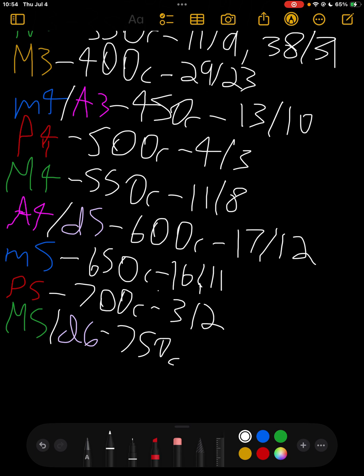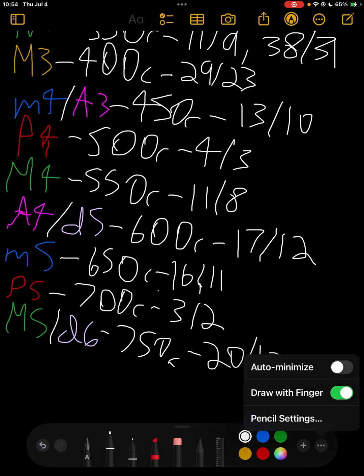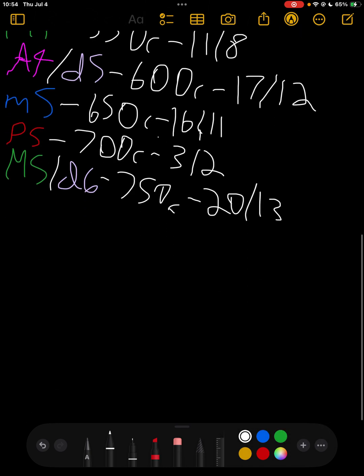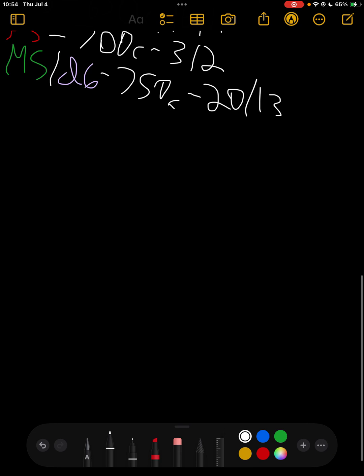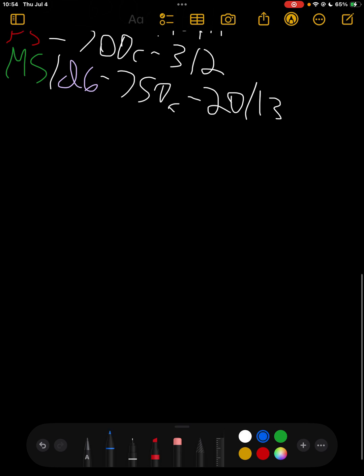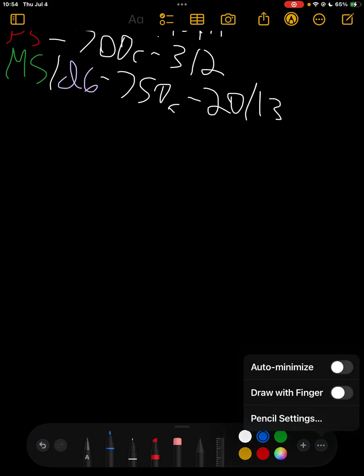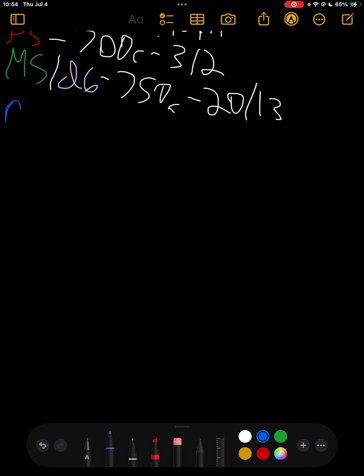$750. We could use the inverse ratio again, 20-13. Now we're going to go on to the minor sixth. Oh, shuck, I forgot to turn it off, figure back on. There we go. So now we get the minor sixth. 800 cents.